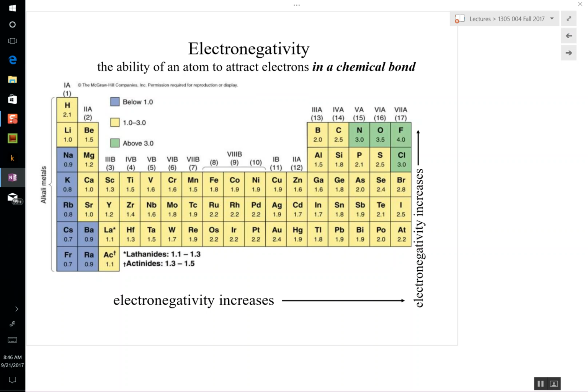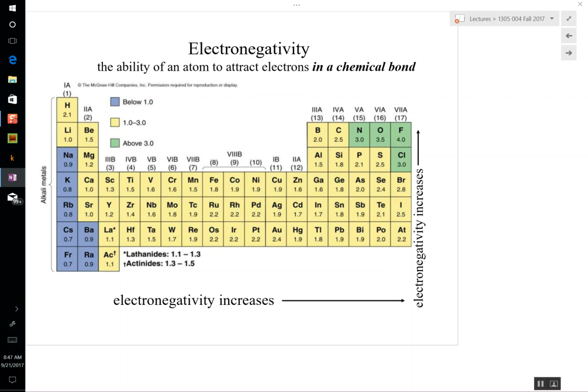Oxygen and chlorine are close, 3.5. So these 3 elements right here in that corner of the periodic table have the highest electronegativities. Notice that this is not a periodic table. It's laid out like a periodic table, but the only numbers on here are electronegativities. And notice that we have left the noble gases off. This is a table that helps us predict the kind of bonding that any 2 of these elements will make when they react with one another.